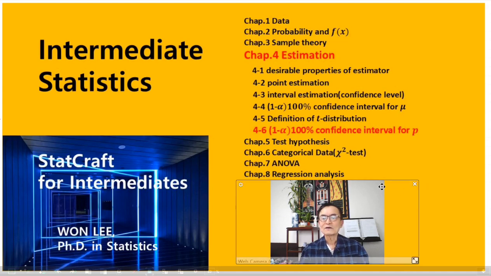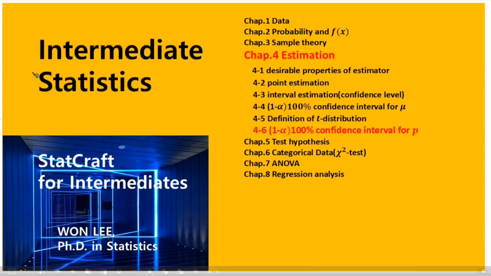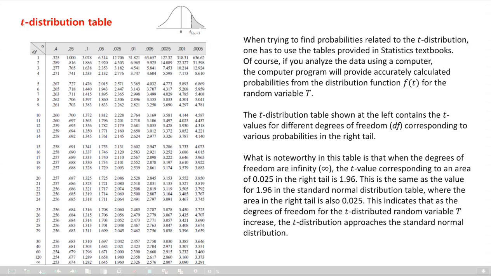By the way, I left a little something here about the t distribution. The t distribution table will be provided in your statistics textbook. But if you analyze the data using a computer program, it will provide an accurately calculated probability from the distribution function F of t for random variable t.